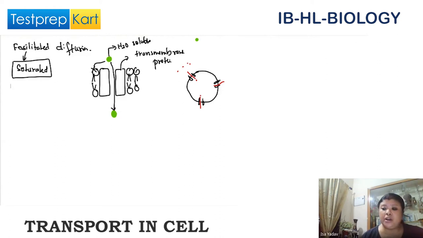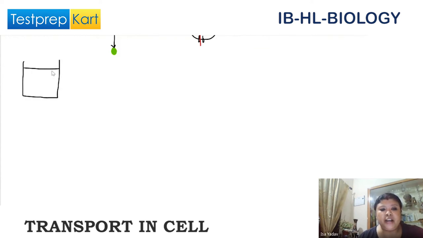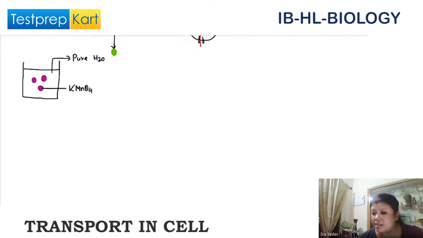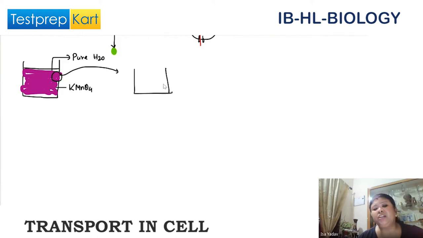Now let's see here. I have a beaker, and the beaker contains pure water. Then I add a few crystals of potassium permanganate, KMnO4. After adding the potassium permanganate crystals, the entire region will become purple color. The entire water in the beaker becomes purple. Clear? Now I take out a small part of this water and add it to another beaker.